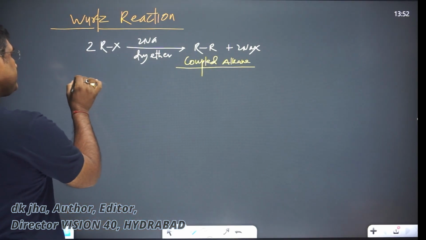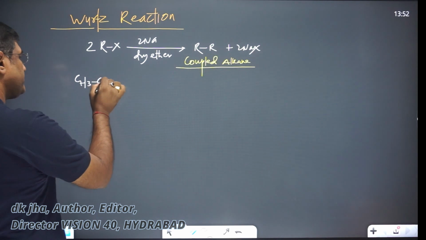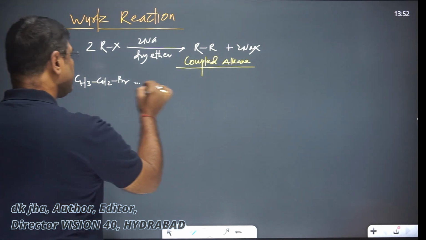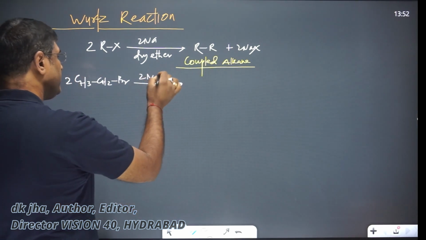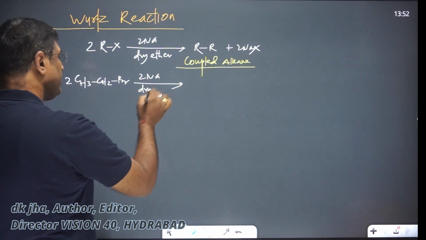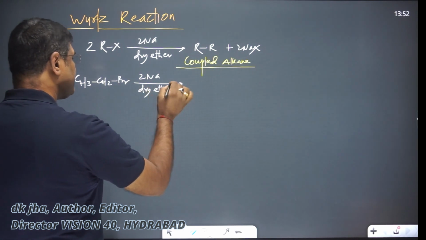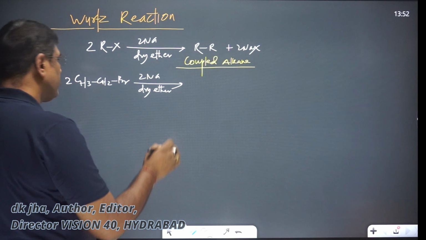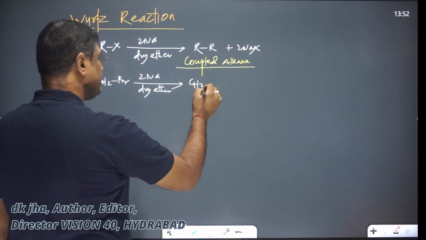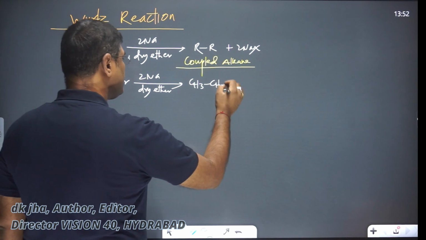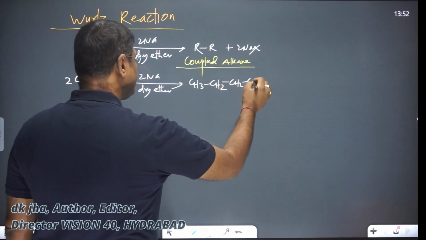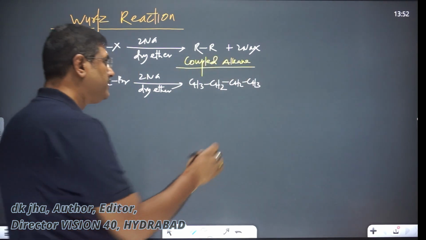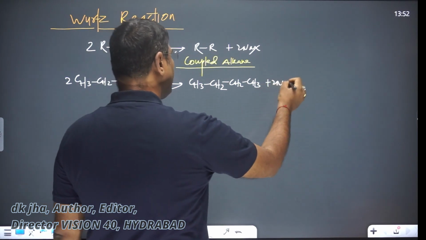We take 2CH3CH2Br, which reacts with sodium in the presence of dry ether. Sometimes dry ether is given, sometimes not given. Here the main product is CH3CH2CH2CH3, butane, and certainly 2NaX.